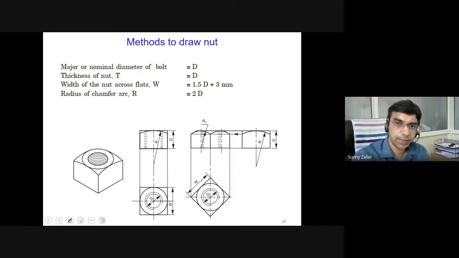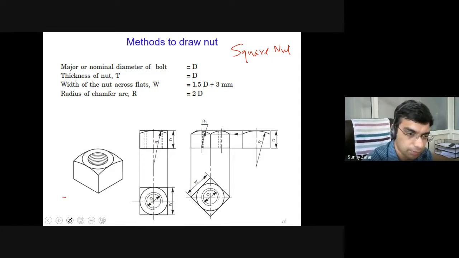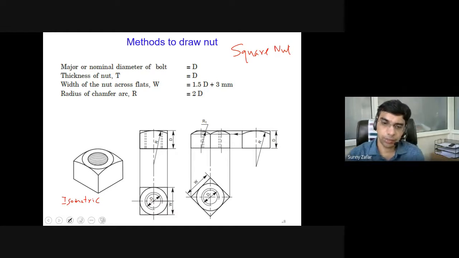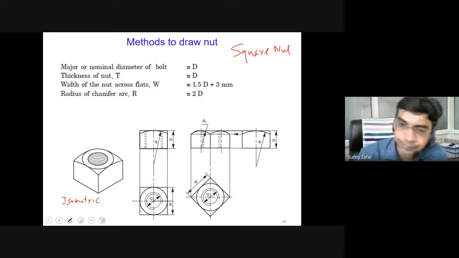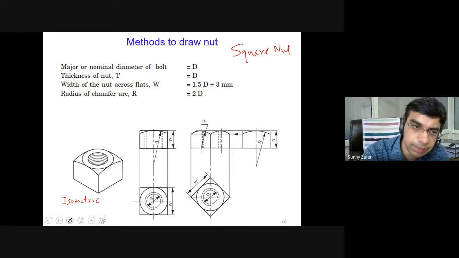The next are especially for the square nut. So in the exam or assignment, you can refer to these empirical correlations and draw the correct drawing. And as we discussed, this is the isometric view of the nut shown here. And here are the two views, the side view and the top view of the nut. The radius of the chamfer and all these values are specified here, so these have to be taken to draw the drawing.